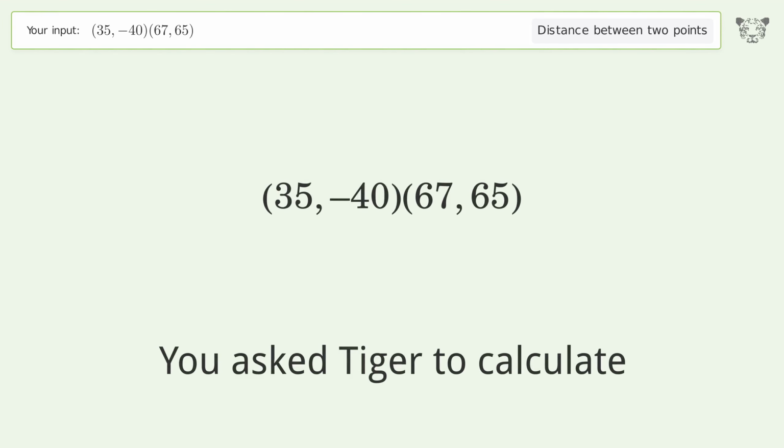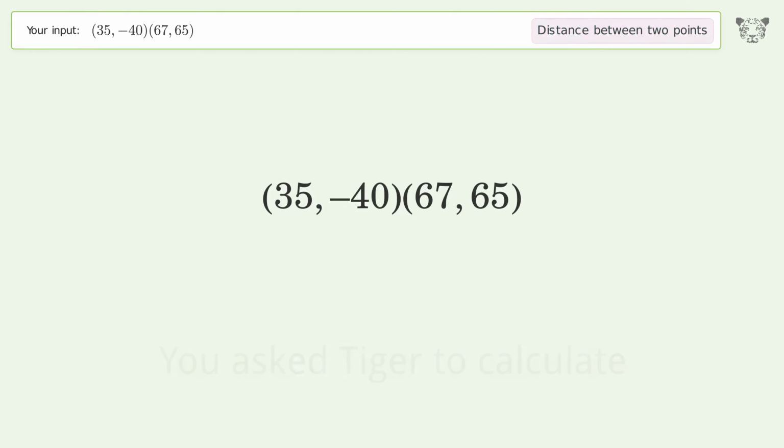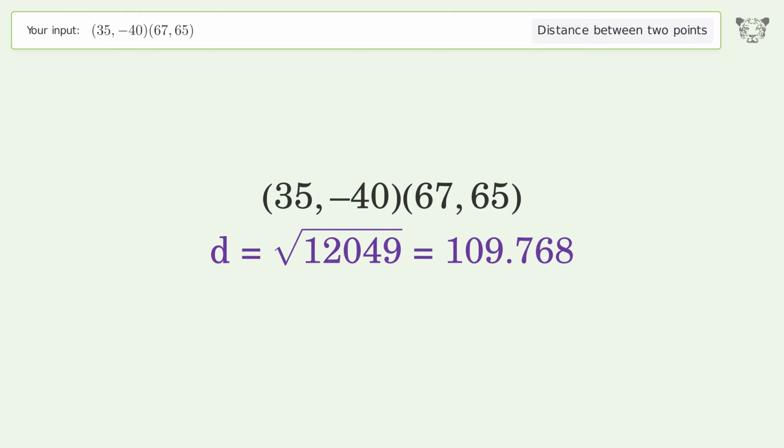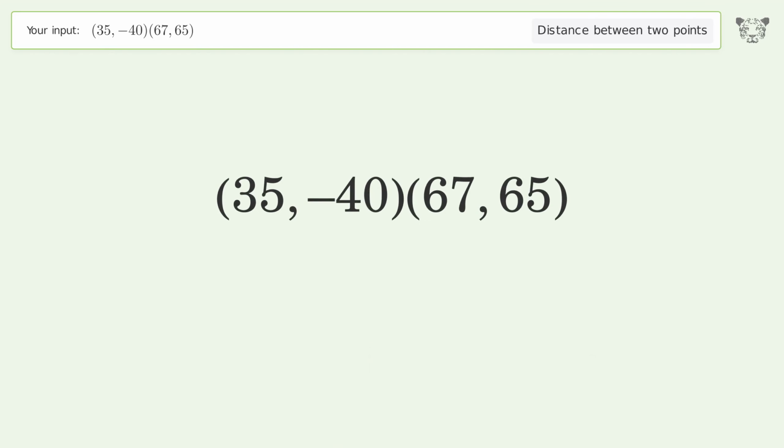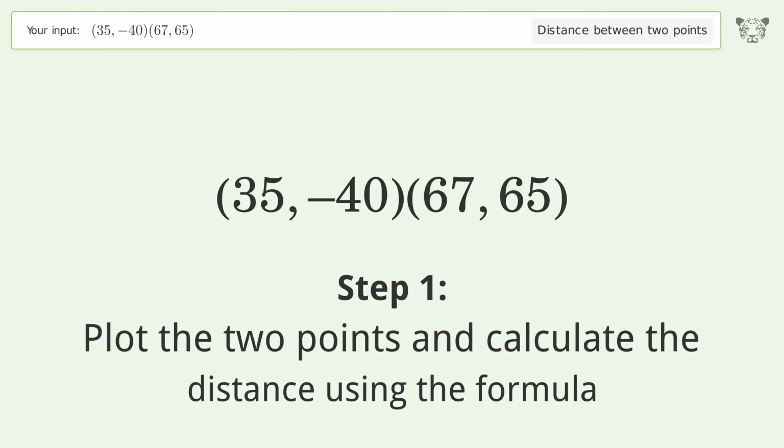You ask Tiger to calculate. This deals with the distance between 2 points. The distance between the 2 points is the square root of 12,049, or 109.768. Let's solve it step by step. Plot the 2 points and calculate the distance using the formula.